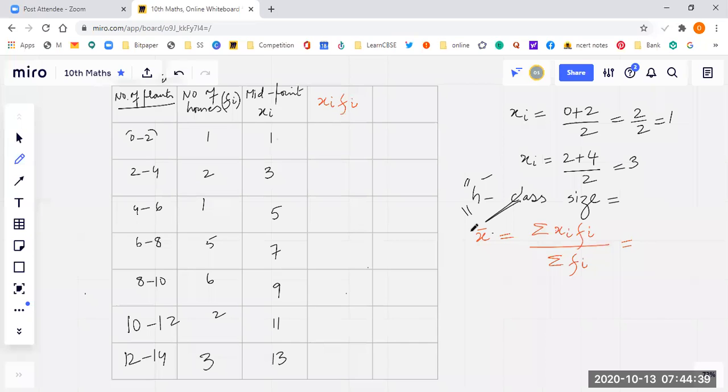So this would be 1, 6, 5 1s are 5, 5 7s are 35, 9 6s are 54, 11 2s are 22, 13 3s are 39. Great.